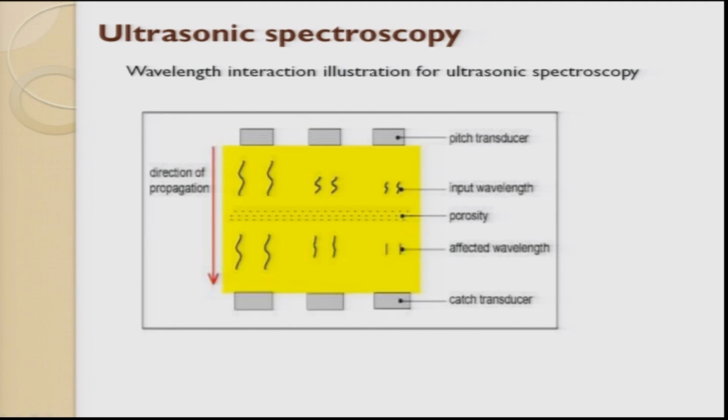So, transmission, receive, and then you have the input wavelength. Here are some porosities, and here are the affected wavelengths which come back. This is the direction of propagation of the wave which goes inside. From here it goes here, it is received, and then we do an ultrasonic spectroscopy analysis to find out the defect with much more clarity. Is it clear?